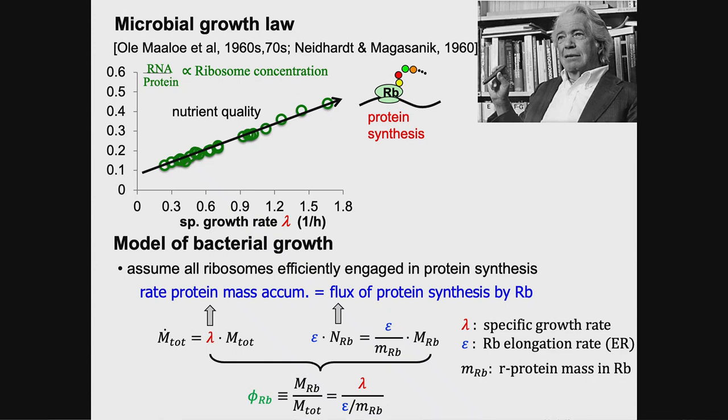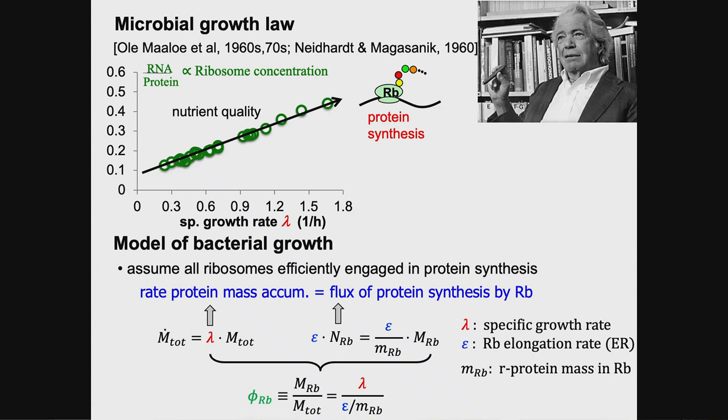So then we see the fraction of ribosomal proteins out of all proteins in the system, we'll call it phi ribosome. It's just the growth rate divided by the elongation rate in the unit of a mass of ribosome. So this was a way of rationalizing this linear relation.